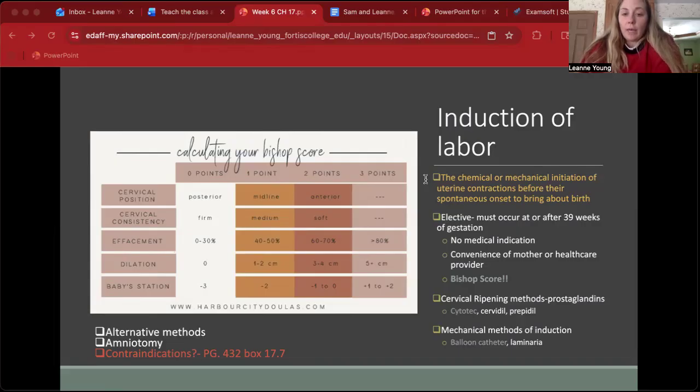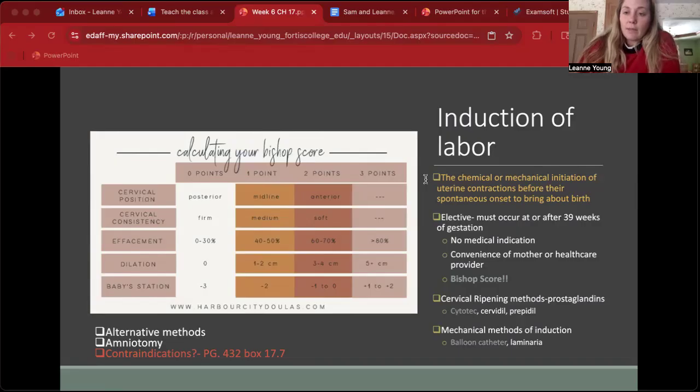How do we induce labor? What are some things that we give moms, or what are some things that we do to get her labor started? The main ones would be cervical ripening methods or prostaglandins. Prostaglandins have proven to be the most effective to ripen, aka soften and thin, the cervix. In some cases, women may only need a few doses of Cytotec. Okay, Cytotec is our go-to prostaglandin.